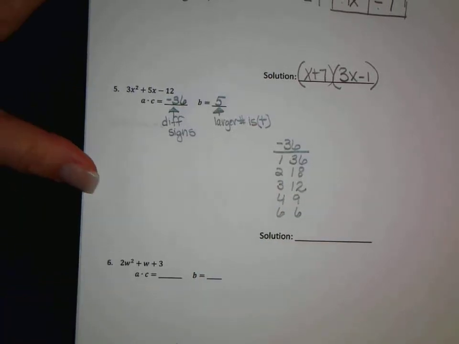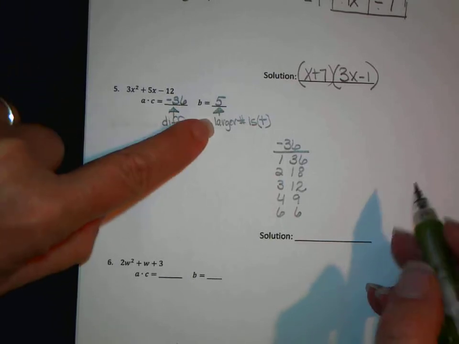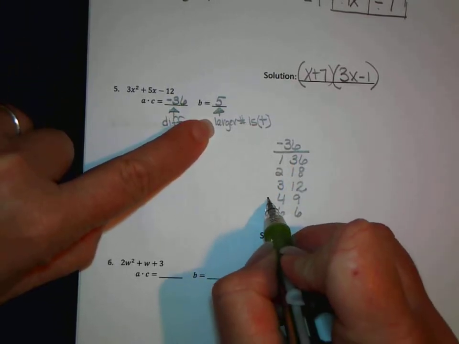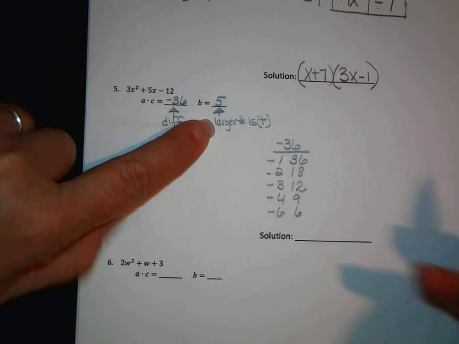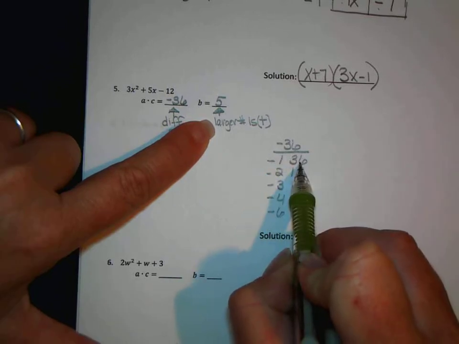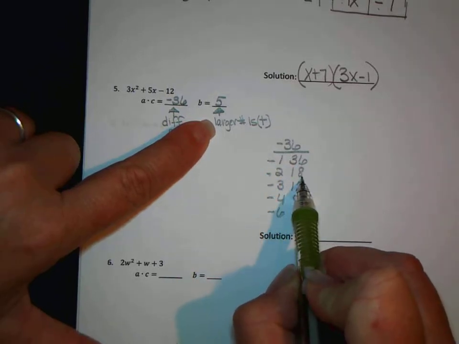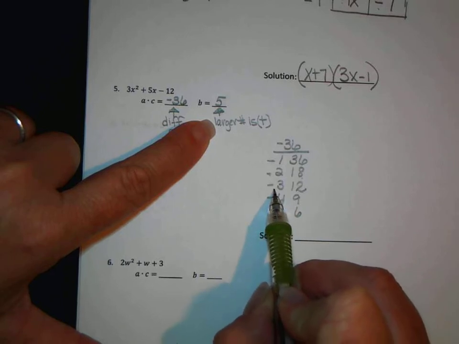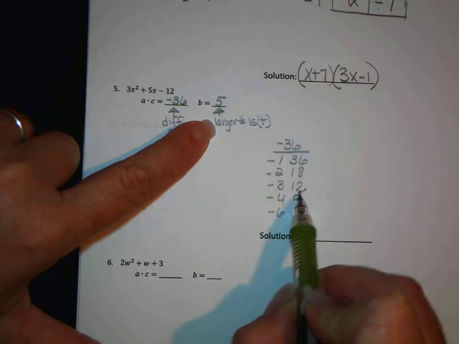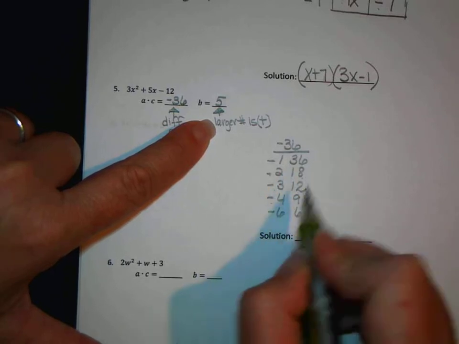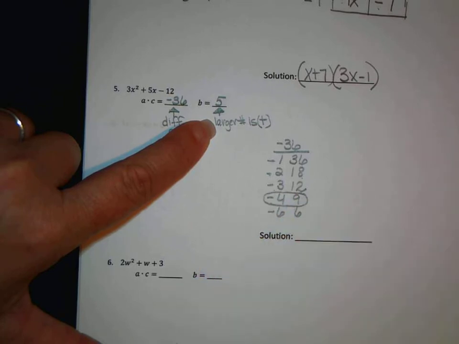Okay, so the larger number is positive, so that means my smaller number is negative. So I'm looking for the combination. This would give me positive 35. This combination would give me positive 16. This combination would give me positive 9. That combination would give me positive 5. Ding, ding, ding. That's the one I want.